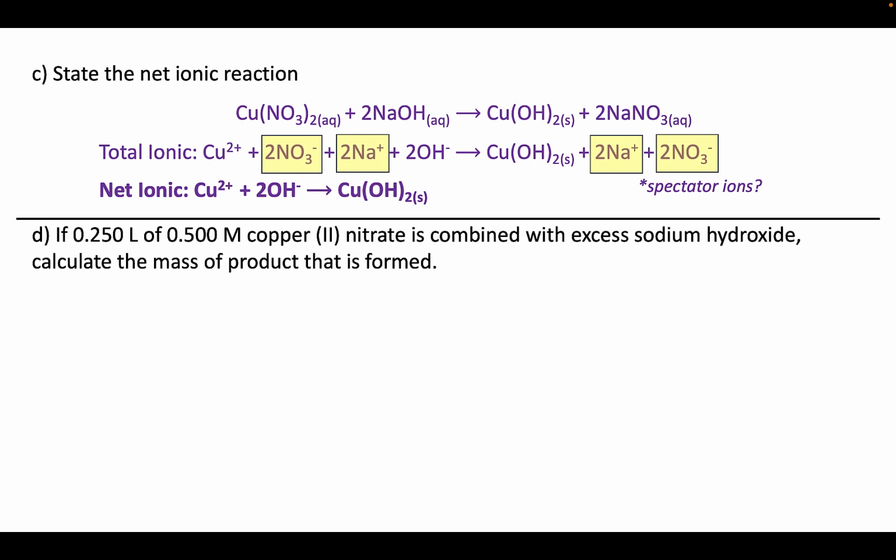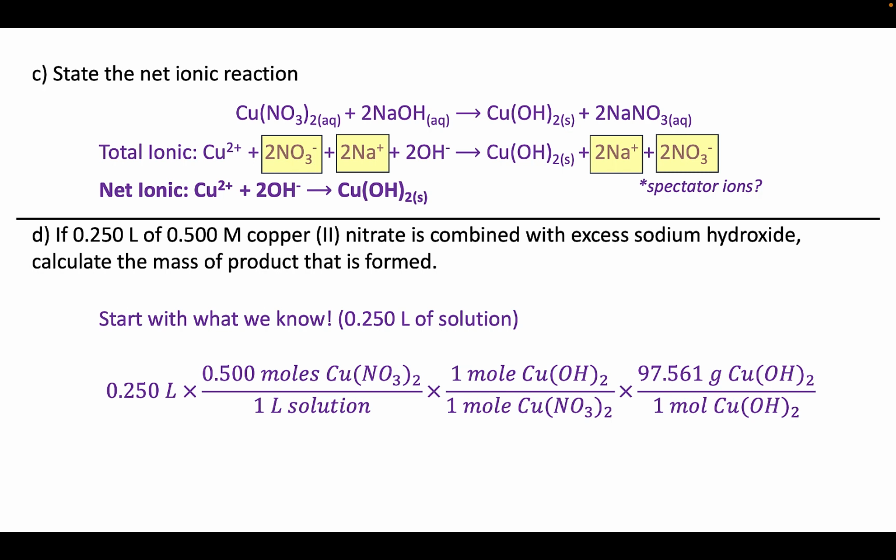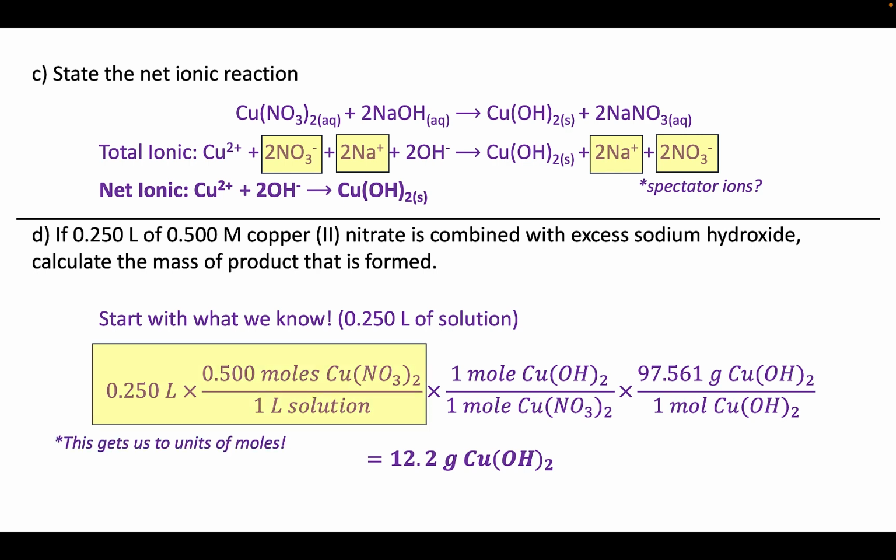And so again, we always want to start with what we know, which in this case is the 0.250 liters of solution. From this and the molarity, we can get the moles of copper II nitrate, then we can get the moles of the product and convert that to the mass of the product. And this is the layout of how we would do that. And we get 12.2 grams of copper II hydroxide that are formed.